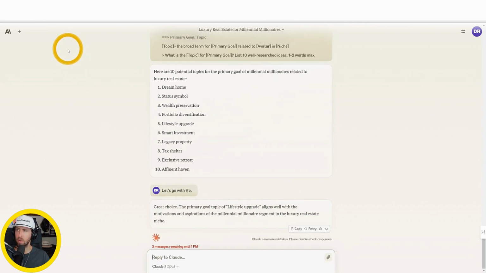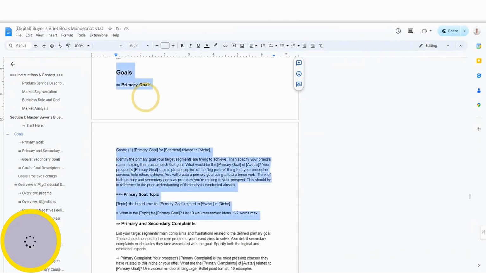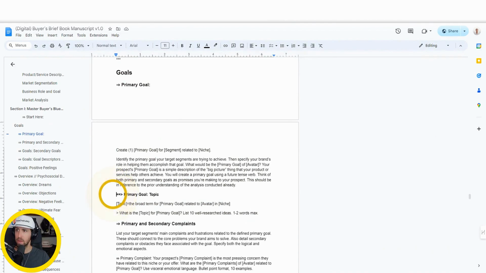All right, so now that we've got lifestyle upgrade, I've told it that that's going to be the niche we're focused in on. Now I'm going to start. You see, I copied the primary goal and the primary goal topic. It wanted to get this first, and it didn't go on directly to the goal topic. If I asked it to continue, it probably would, but I'm just going to go ahead and copy this.